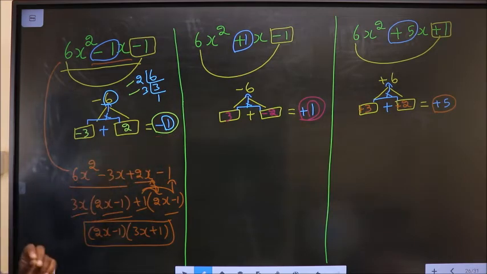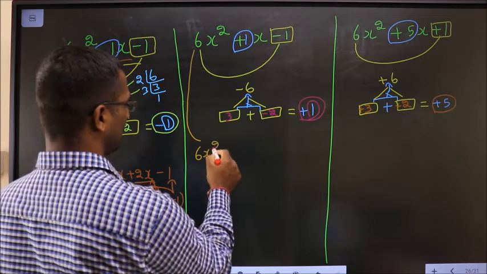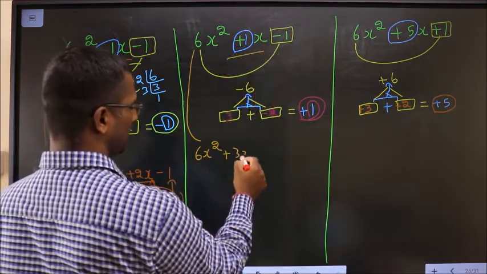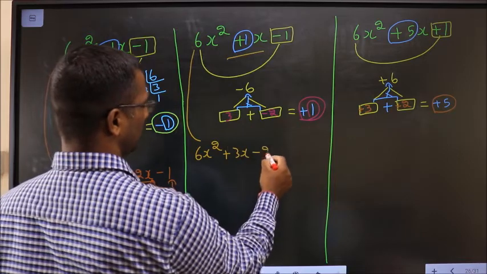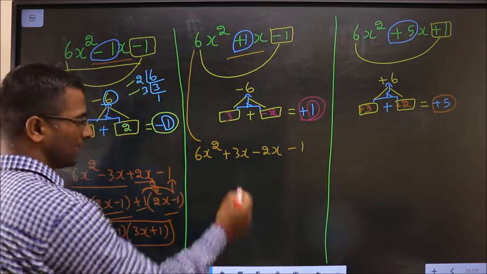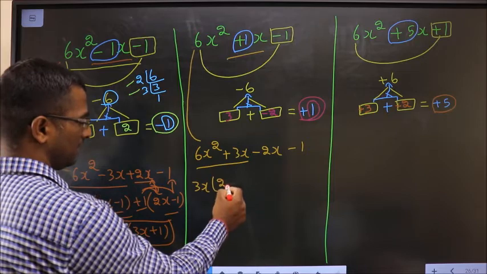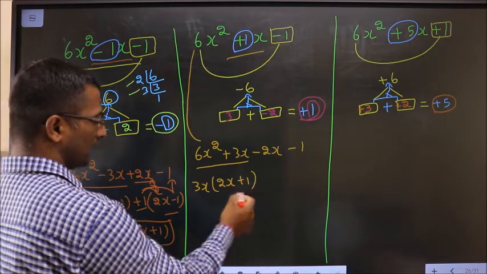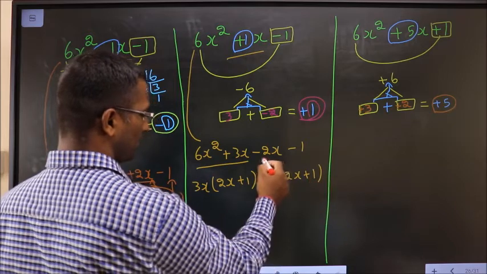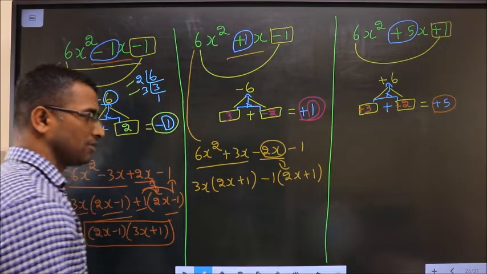Now see here. This will change to 6x². In place of +1x, now I will be writing +3x − 2x − 1. Okay. Now from these two, what can be taken common? 3x. So here left with 2x + 1. Here you got 2x + 1, means here also it should be 2x + 1. From this 2x is gone inside, means outside has to be −1.